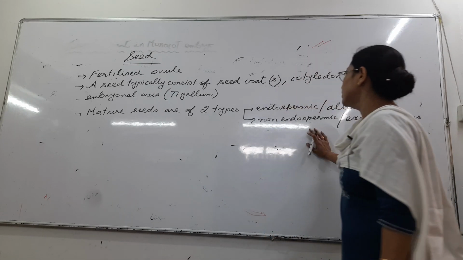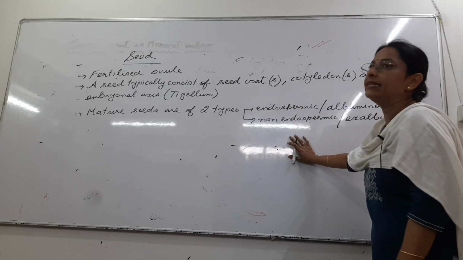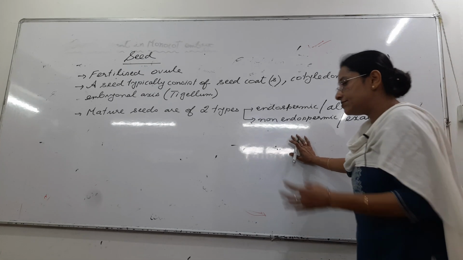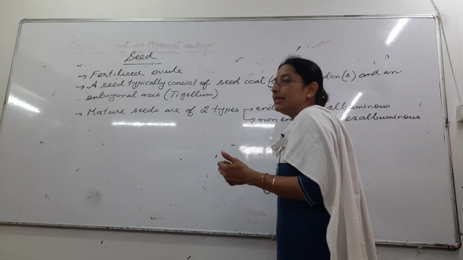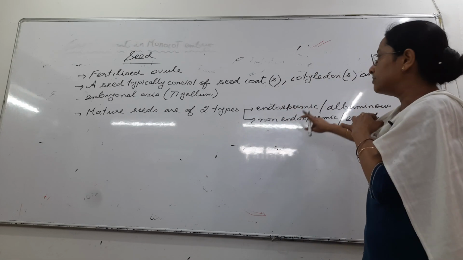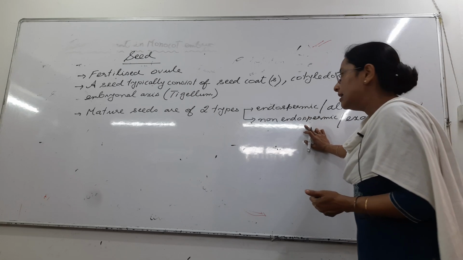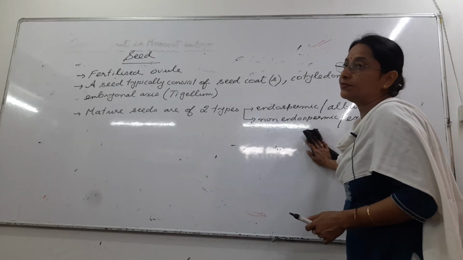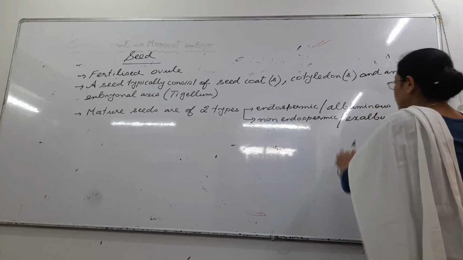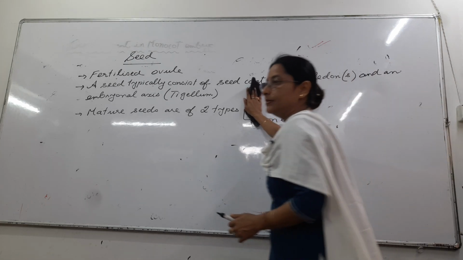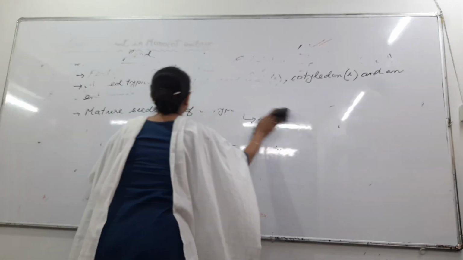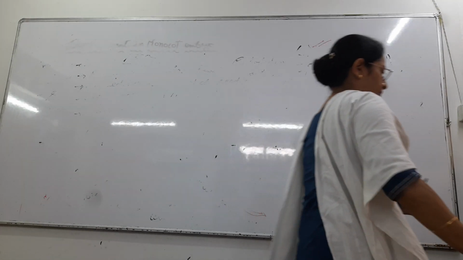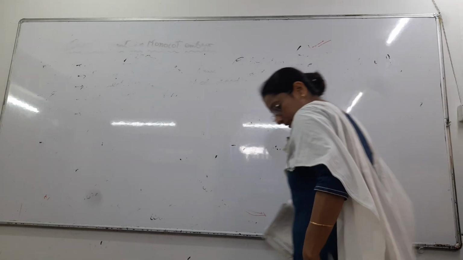So endospermic seed and non-endospermic seed, what is the difference? If the endosperm is completely absorbed by the developing embryo, then it is called non-endospermic. If some of the cells are left behind or it's not completely absorbed, it is called endospermic. So what is important from the examination point of view is the examples of these, right? Over. And obviously you will need the words albuminous or ex-albuminous. So write the heading: non-endospermic or ex-albuminous.